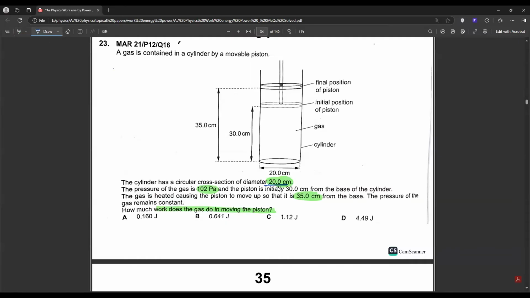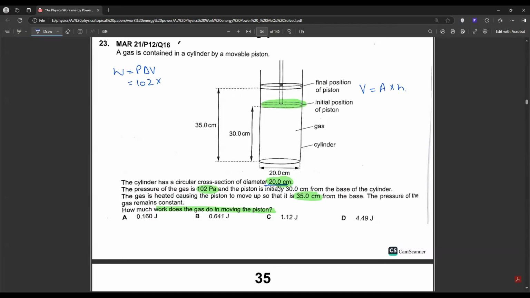So we have to calculate the work done by the gas. Work done by the gas is what? Pressure into change in volume. What is the pressure? 102. Now, how can you calculate the change in volume? Do you remember from O levels in IGCSE physics that volume is equal to what? Area into length, or you can say area into height. Here, just your height is changing. Your cross sectional area, that is this circle, is remaining constant.